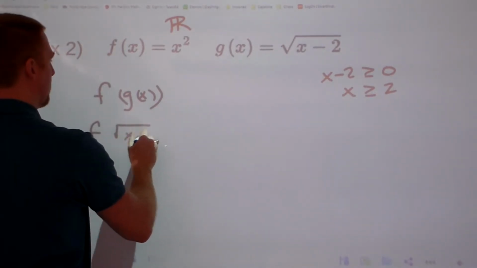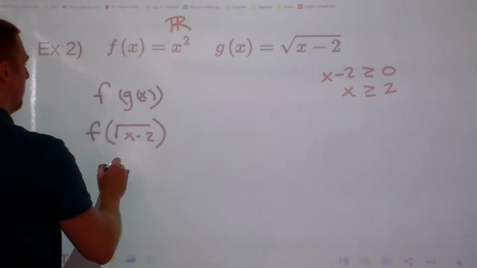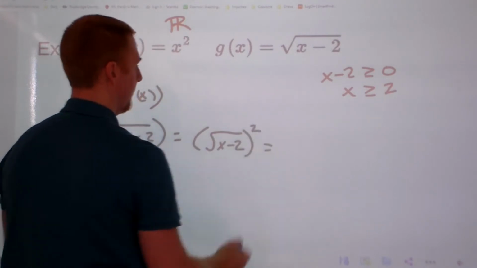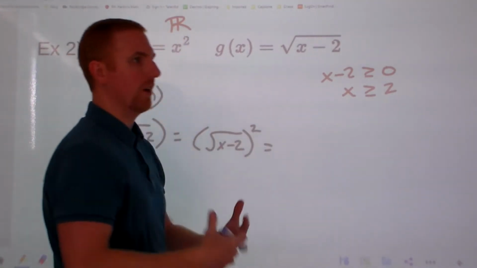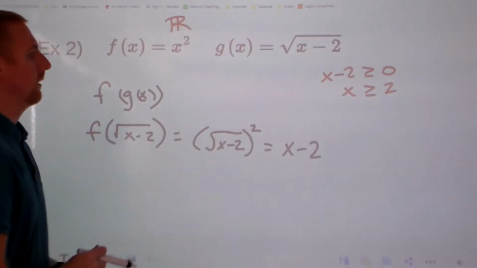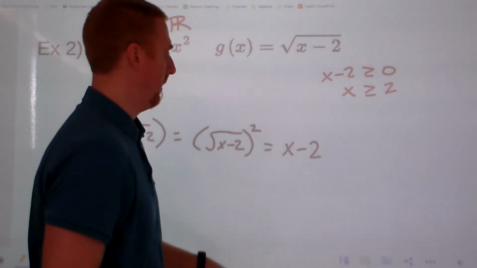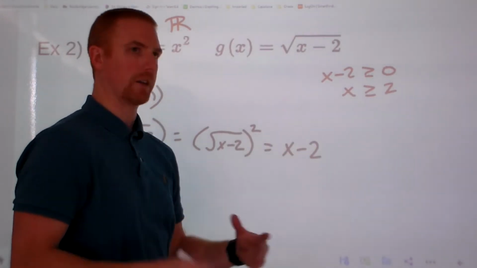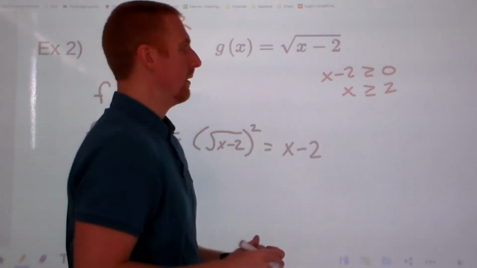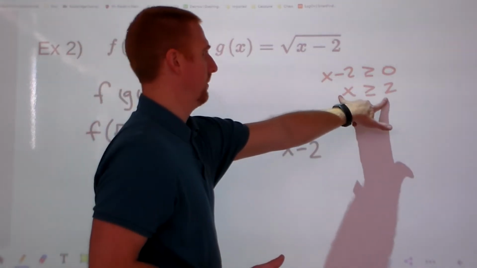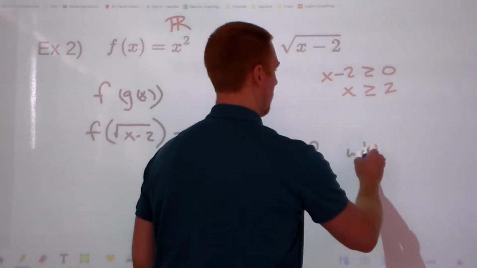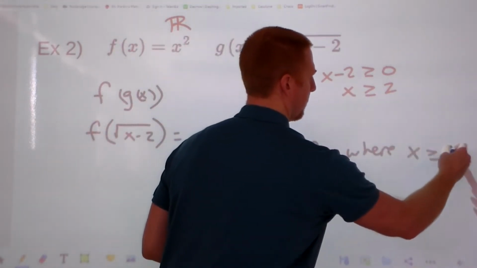So f of square root of x minus 2. All right, we'll plug that in here. That's going to mean square root of x minus 2 gets squared. And square and square root, it undoes it. It's an inverse operation, however you want to think about that. Your result is x minus 2. Again, domain is our focus here. So it appears that we've got a line, just x minus 2, and that's our result. And if that was the case, it'd be all real numbers. But we had a domain restriction, and that domain restriction is going to carry through. So I'm going to make a note here where x is greater than or equal to 2.